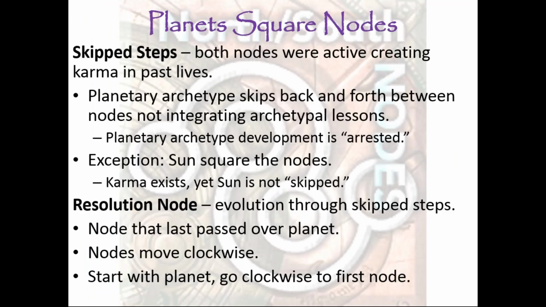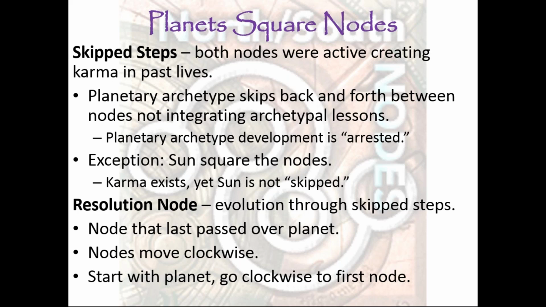When planets are square the nodes, as we said before, it means both the north node and the south node were active in creating karma in past lives. And whatever planetary archetype or archetypes, if you have more than one square the nodes, whatever they are, they skip back and forth between those nodes for security reasons, and they don't really integrate the archetype of that planet and move that planet forward or evolve it. That planetary archetype's development is arrested.